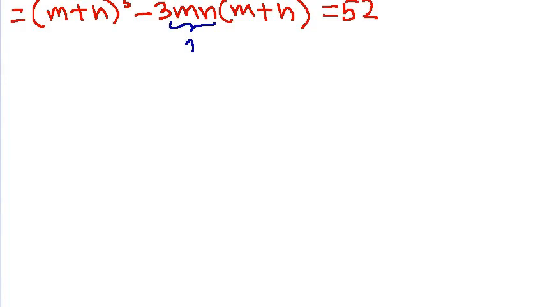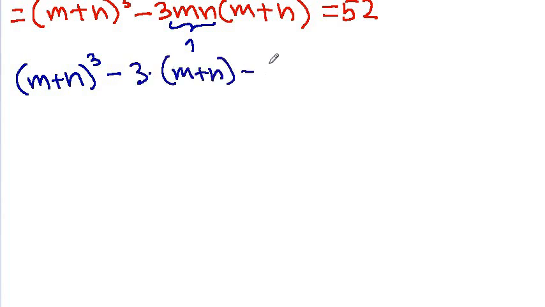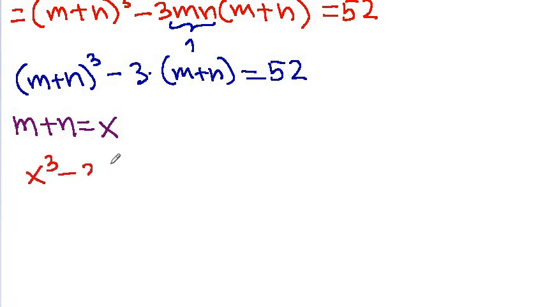So therefore, our equation will look like this: m plus n to the power of 3 minus 3 times m plus n is equal to 52. Now let's set that m plus n is equal to x. So therefore we will get x cubed minus 3x, and if you move 52 to the left hand side, minus 52 is equal to 0.